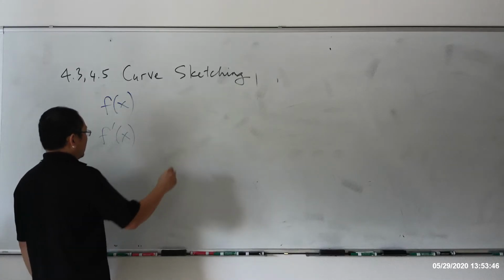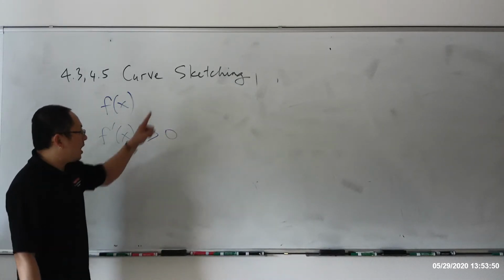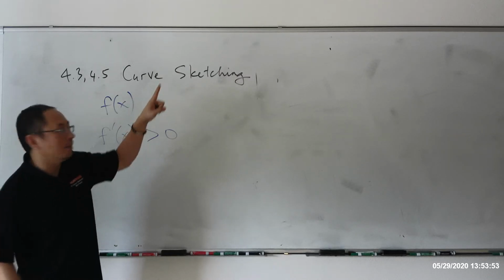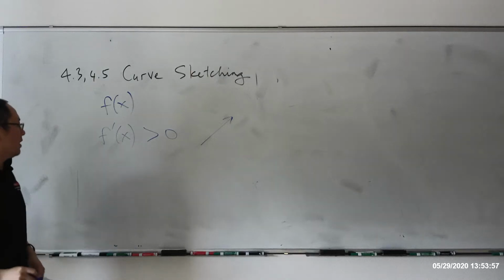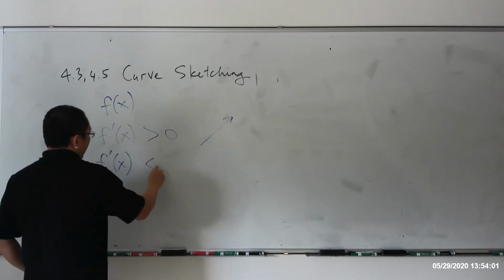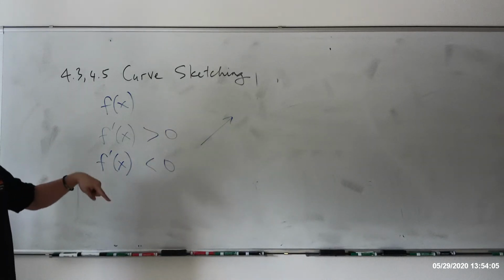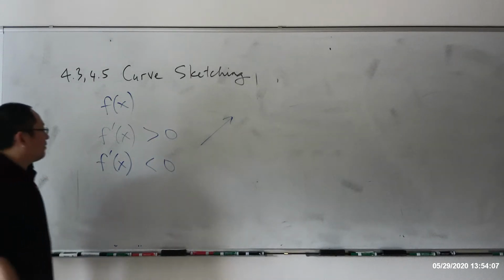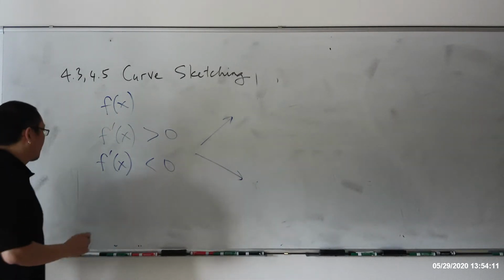We have a couple of cases. If f prime is positive, that means the slope of the tangent line is positive. It means what? The line is going up. It means the graph tends to go up. Or another way, the function is increasing. And similarly, if f prime is negative, that means the slope of the tangent line is a negative number. It means the line's going down. It means the graph tends to go down. So the function is decreasing.